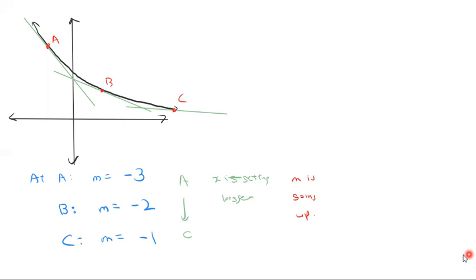Does that make sense? See, the question is not, is M positive or negative? That's not my question, right? The gradient is negative, but that's not my question. My question is, as X changes, what happens to the gradient, and it's going up. Do you see that? Janelle, is that clear? Yeah.